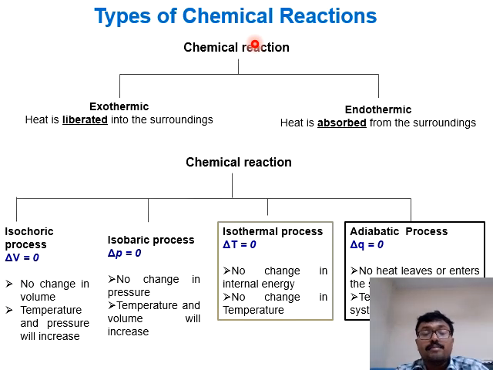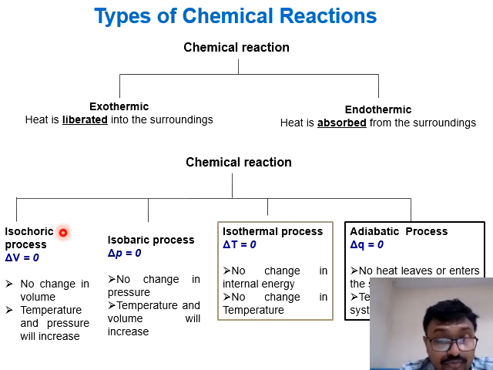Next one, types of chemical reaction. Chemical reactions can be of different types, like exothermic reaction and endothermic reaction. Exothermic reaction means heat is liberated to the surroundings. Endothermic reaction means heat is absorbed from the surroundings. Now, based on the process, it can be of different types: isochoric process, isobaric process, isothermal process, and adiabatic process.